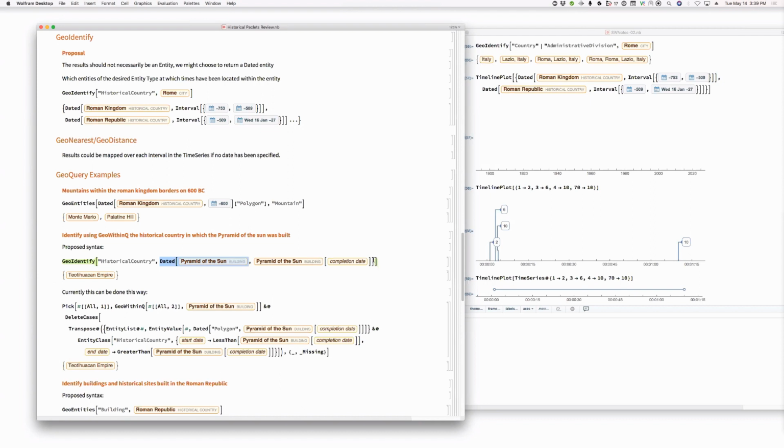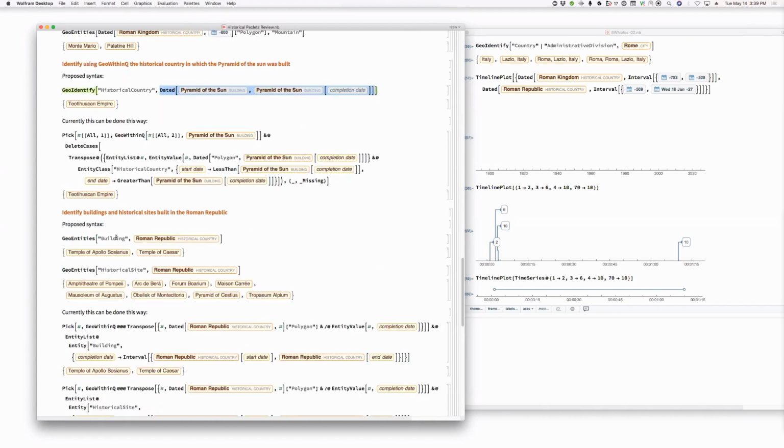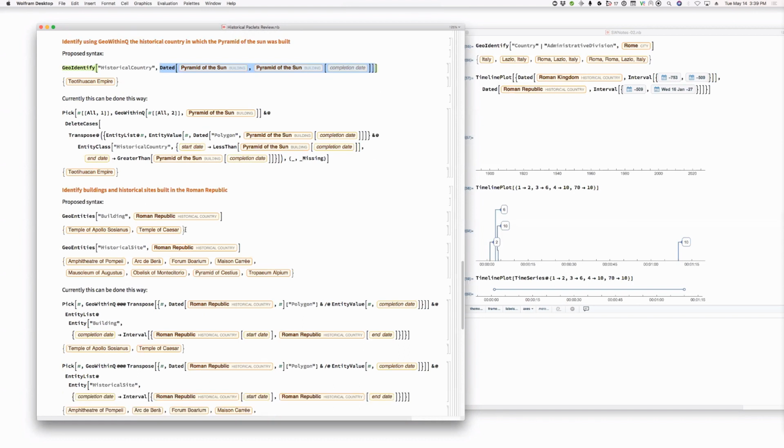Okay. Buildings and historical sites built in the Roman Empire. Don't we have any more than that? That's really weird. That's so few. Don't you think that's really weird? It seems unconvincing. I think that's because that's only the Roman Republic. Oh, okay. Yeah. Well, that looks highly sensible to me.